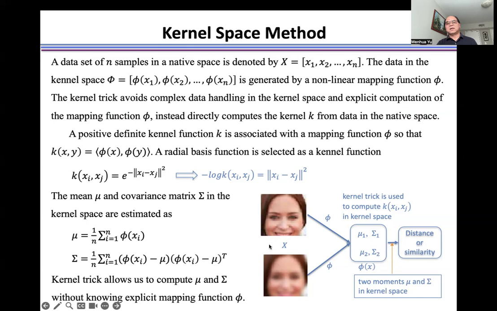In machine learning, our goal is to measure similarity between two images. First, we use phi to map the image to a kernel space, and then use the kernel trick to compute the kernel function in the kernel space. And then use two moments mu and sigma in kernel space to compute the distance between two input images.